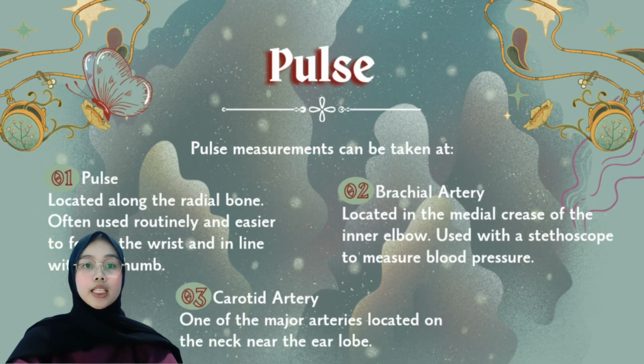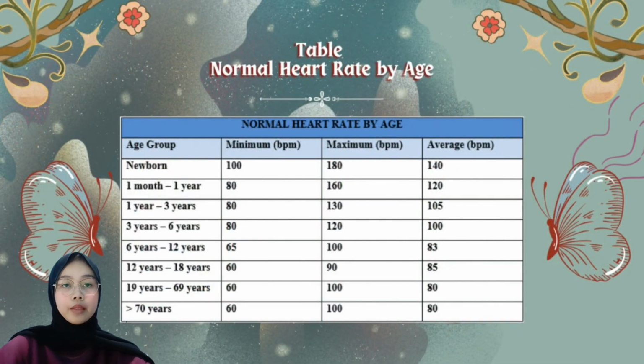The radial pulse is most commonly used because it is easy to access and comfortable for the patient. The carotid pulse is usually checked in emergency situations like cardiac arrest. And here is a table of normal heart rate by age. Normal heart rate by age group: minimum, maximum, and average.